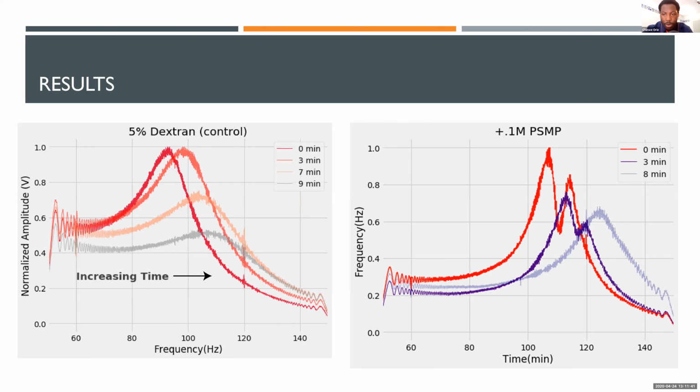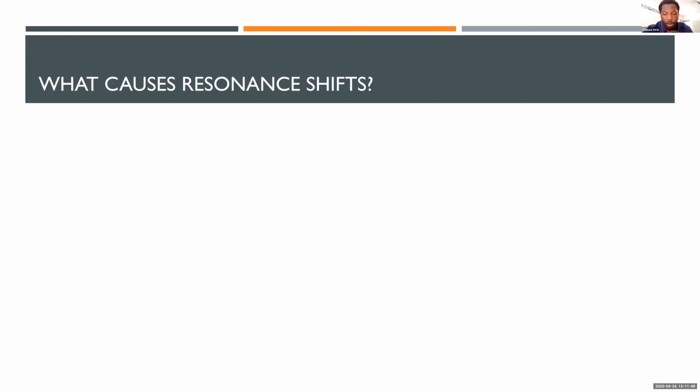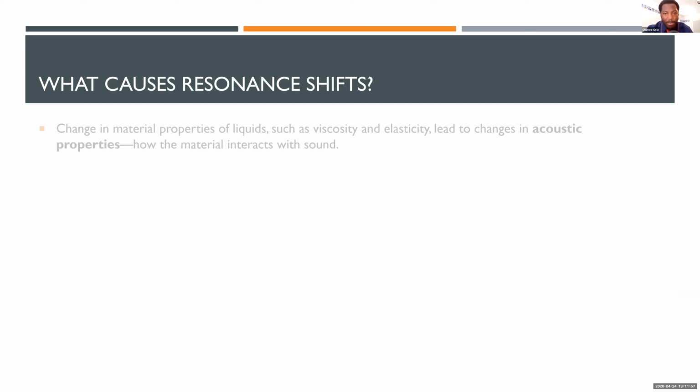In order to investigate why this is happening, we go back to the scientific basics that you learn in your general science courses. What causes resonance shifts? Resonance frequencies are determined by material properties. Material properties like viscosity and elasticity are pretty important, especially when we're dealing with fluids.